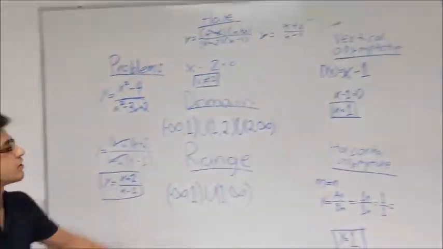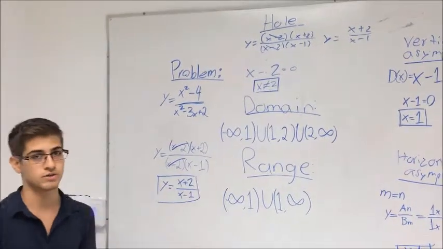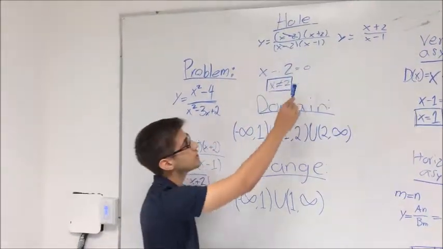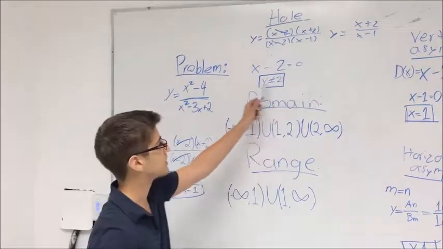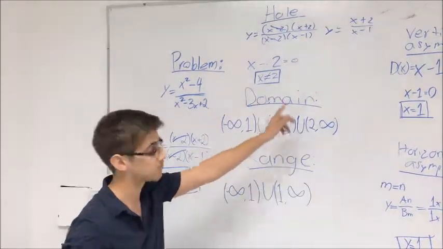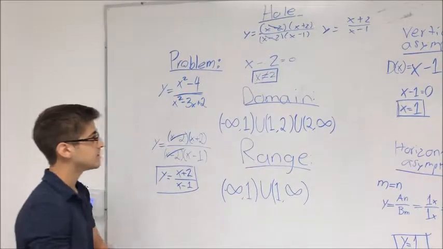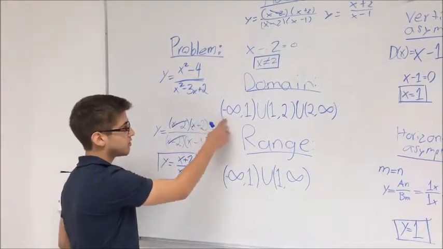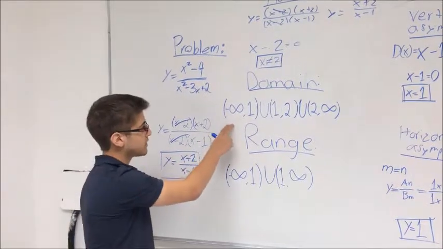First, we're going to want to find the hole, domain, and range to solve. For the hole, we take the factors that we crossed out and set them equal to 0. In this case, x cannot equal 2. Then the domain is the numbers from negative infinity to 1.